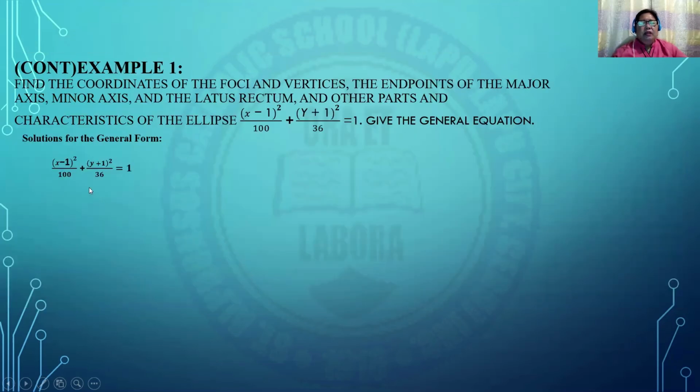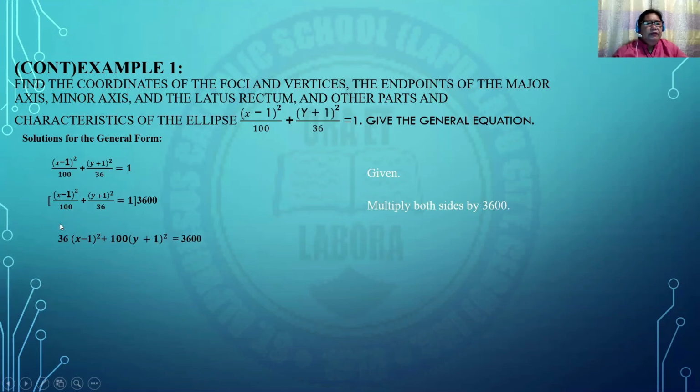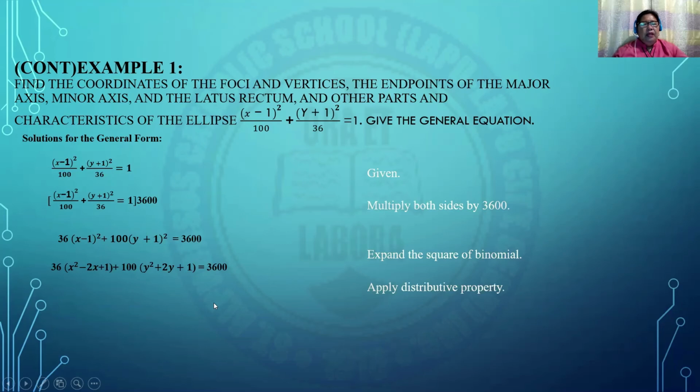And to solve for the general form, given this equation, you just simply multiply both sides by 3,600. So what we have, 3,600 divided by 100 is 36. 3,600 divided by 36 is 100. And expand. So we have 36 times the quantity x squared minus 2x plus 1. Expand the square of y plus 1. We have y squared plus 2y plus 1 equals 3,600. And apply the distributive property, just simply distribute.